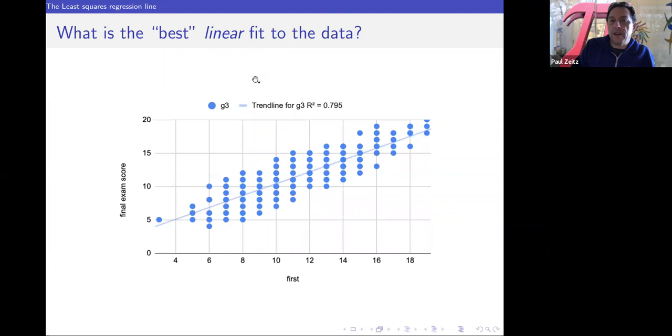Here's another one you can see, and there it looks like it makes sense. If somebody said, if you had to draw a line, where would it go? You'd draw something like this. If you asked 10 people to draw the line, they'd all draw something close to this.